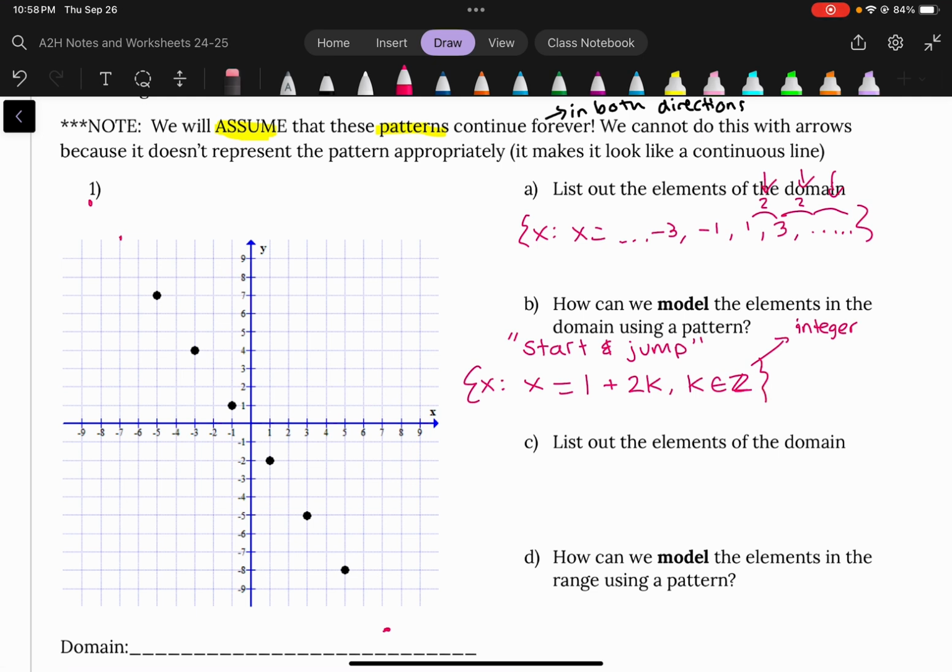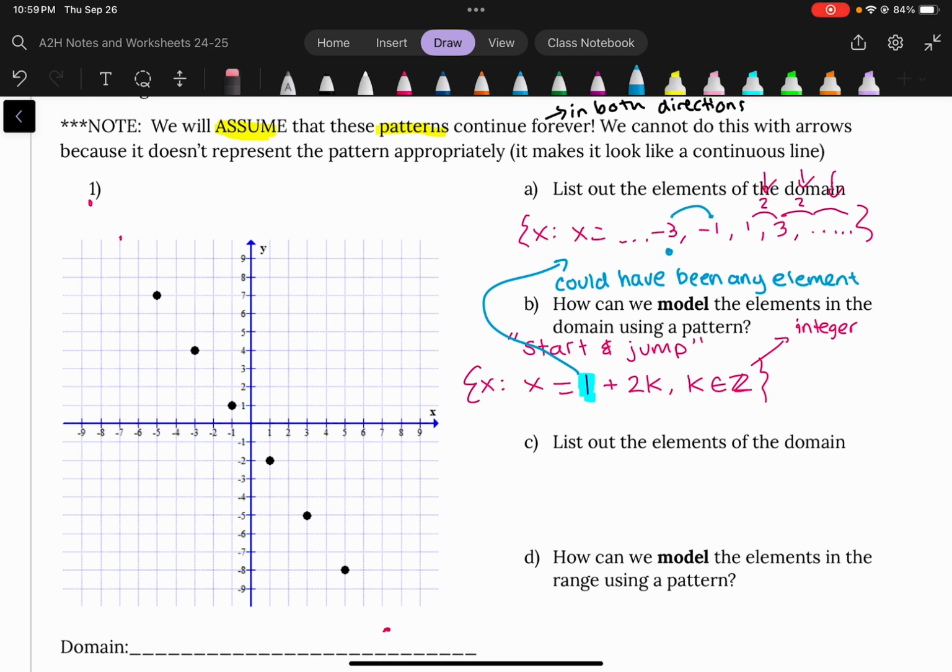Right? Could have been any element, because if you started at, say, -3, you could add 2 in either direction forever to generate the whole set, as long as k is an integer. That is very, very important. It must be an integer. If you added a fraction, for example, you're not generating that exact set of numbers.